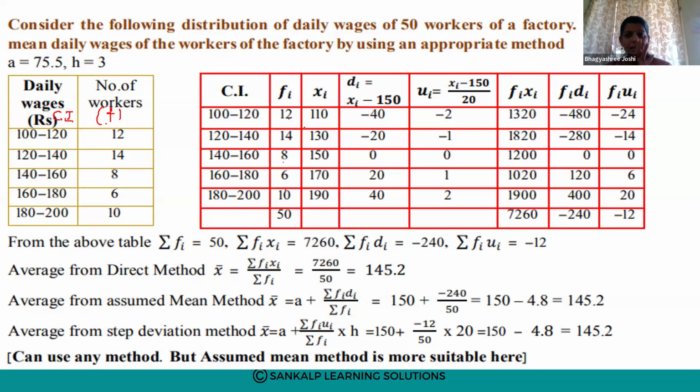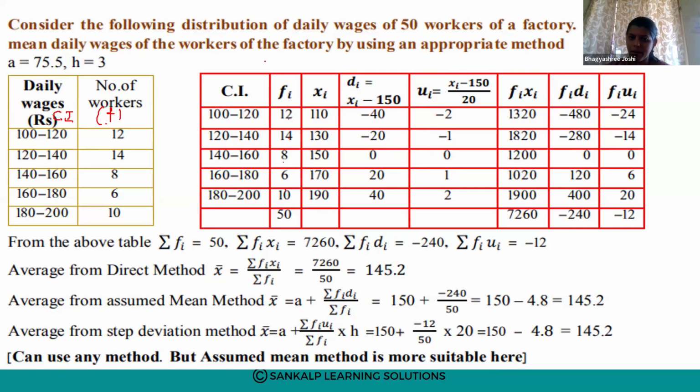Next, we need to calculate xi. Why? Because in the direct method, we want sigma fi xi. So sigma fi xi means what? First we need to find xi, then multiply fi into xi. Then only you will get sigma fi xi, right? So for that, first we need to find out xi.